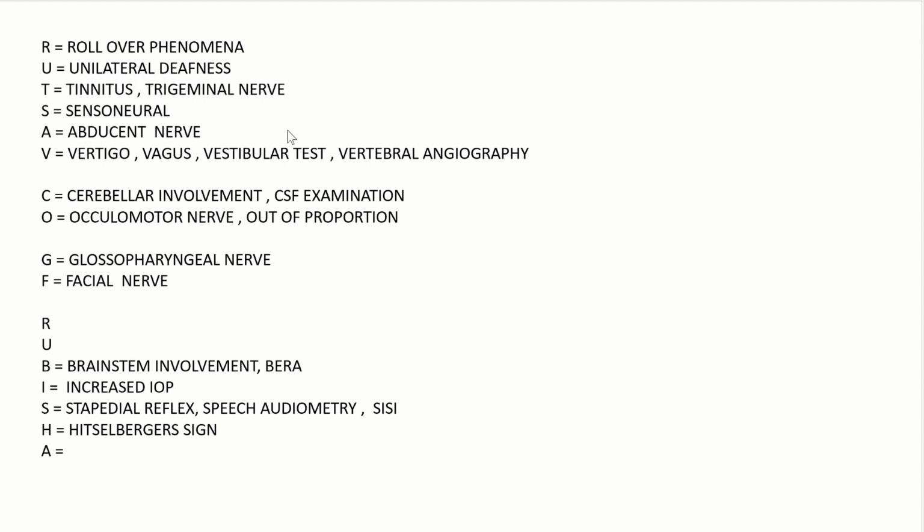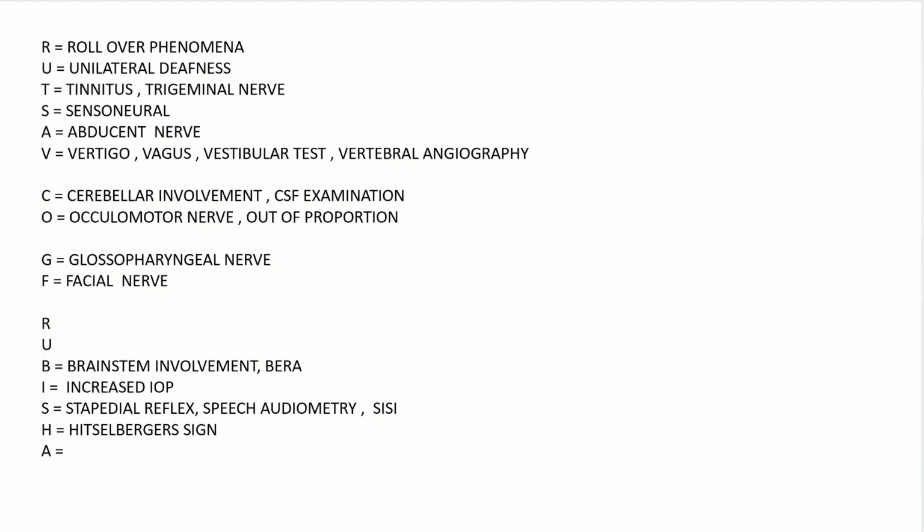So from here, what investigations will you do, you can write down. Rollover phenomenon. Then you will go for the vestibular test, then vertebral angiography. After that, C stands for cerebral involvement. So there is cerebral involvement in the case of acoustic neuroma.